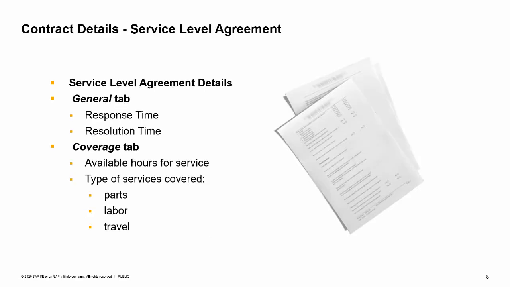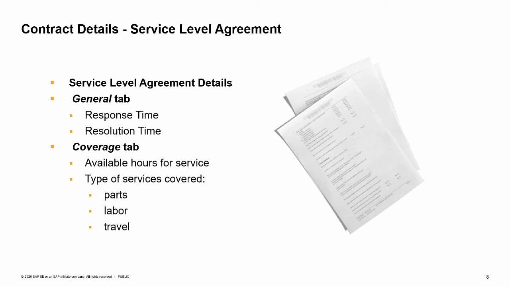On the General tab of a service contract, you specify the service level agreement for the customer. You specify both the allowed response time and the resolution time required by the contract. On the Coverage tab, the service availability times are listed by day and hours. You can set time periods for each day, including 24 hours. You can also state whether holidays are included. You can also list what types of services are covered, such as parts, labor, and/or travel costs. All these fields can default in automatically from a contract template.